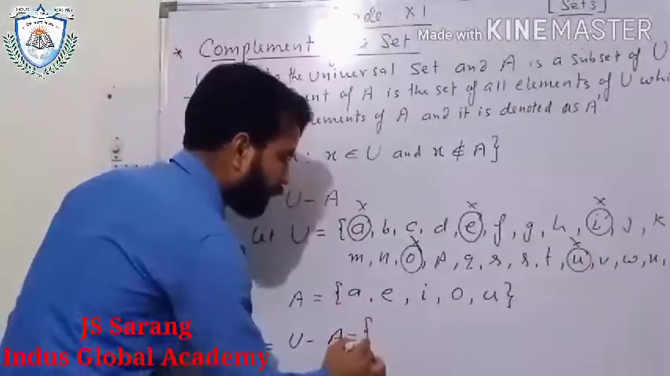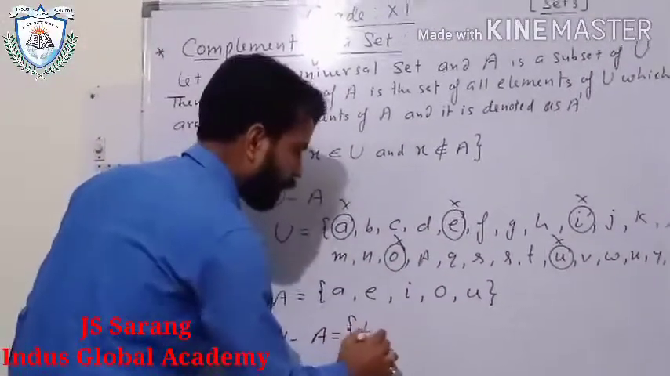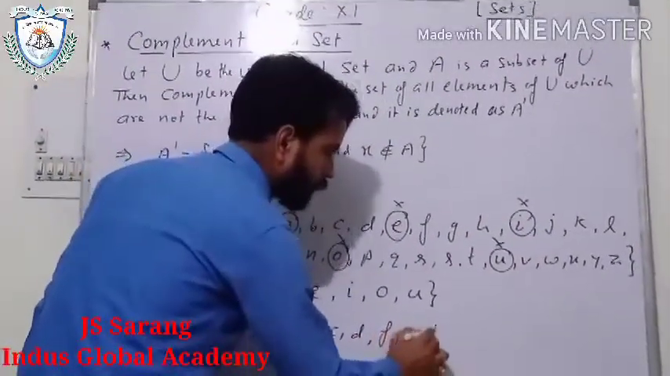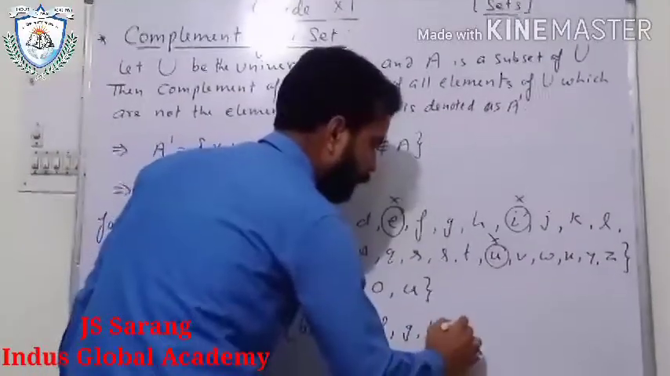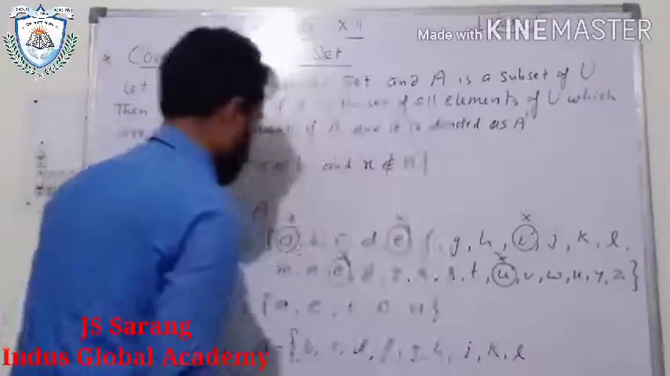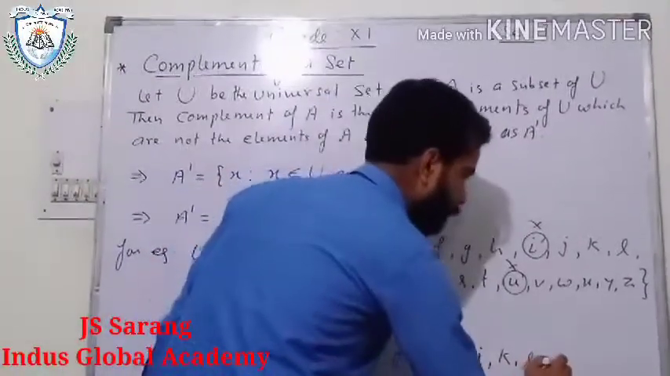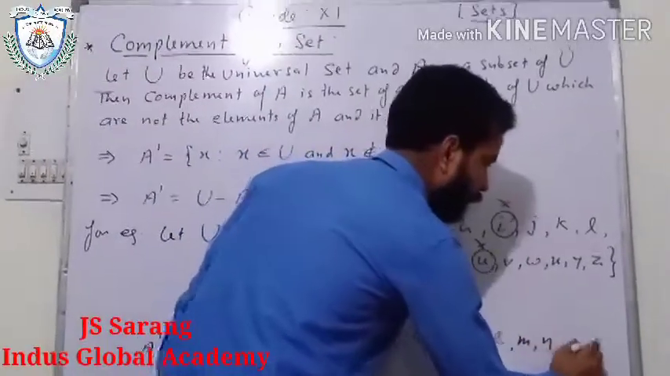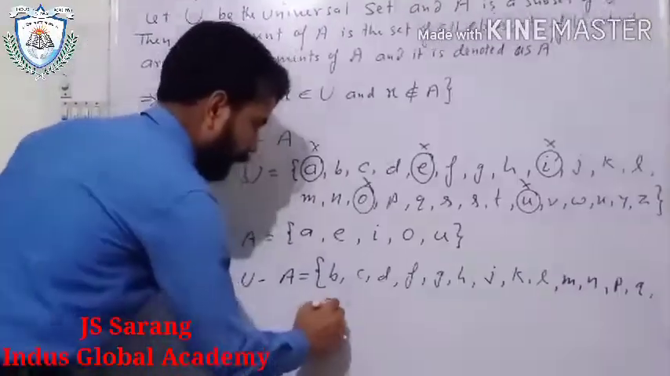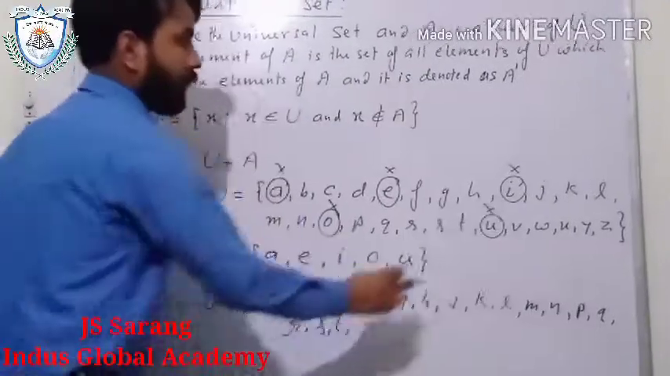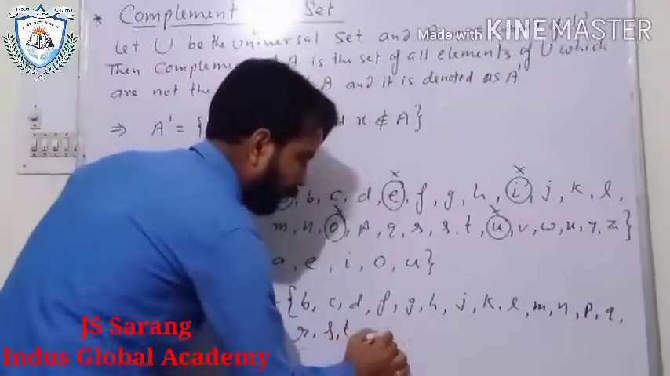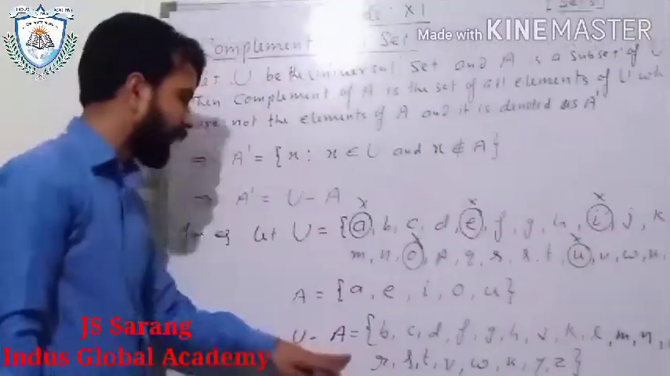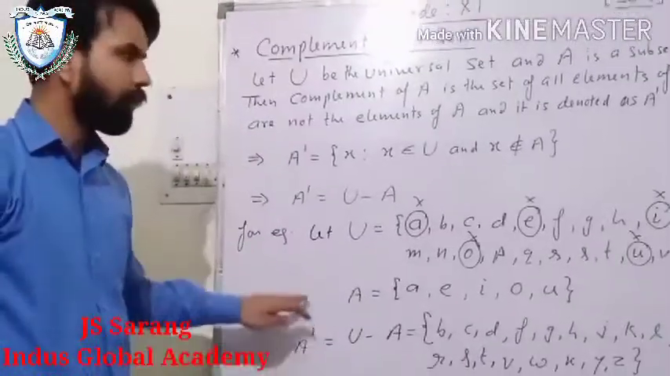So what is remaining? B, C, D, F, G, H, J, K, L, M, N, P, Q, R, S, T, V, W, X, Y, Z. So this set is known as the complement of A.